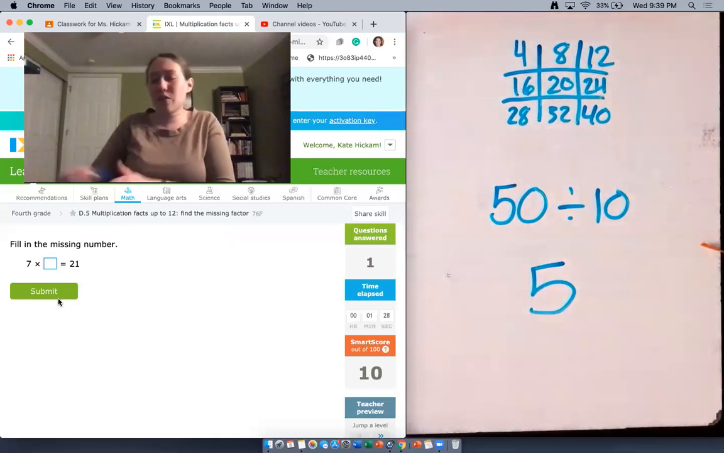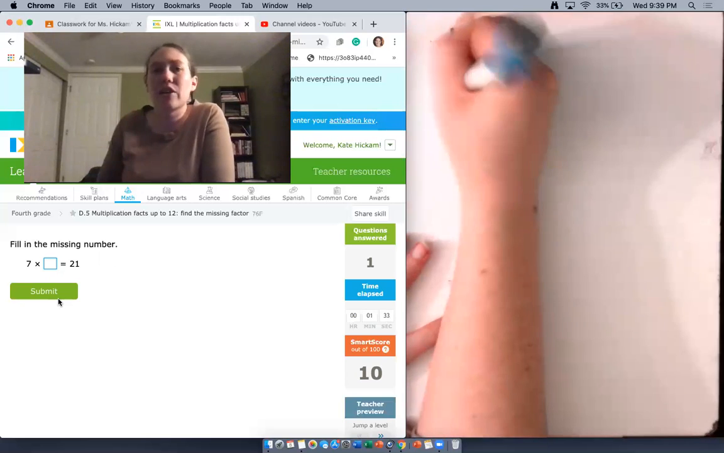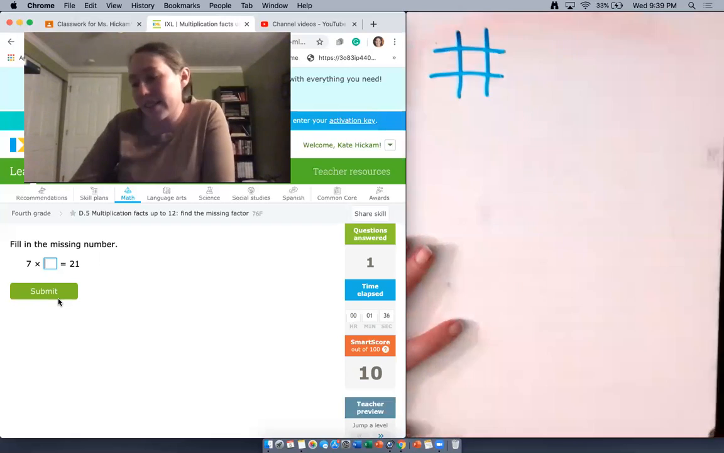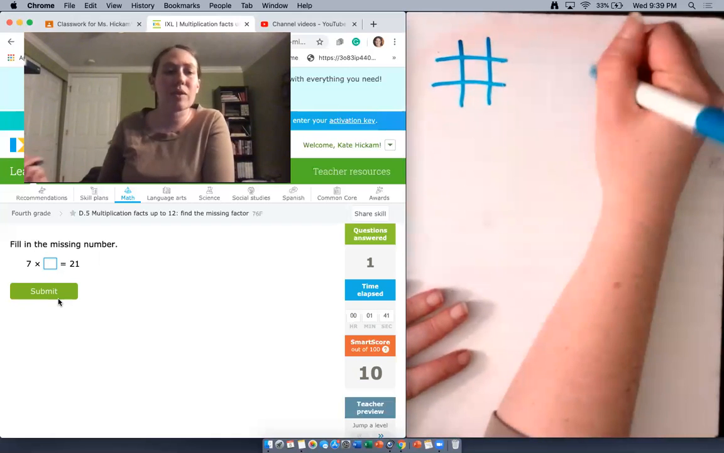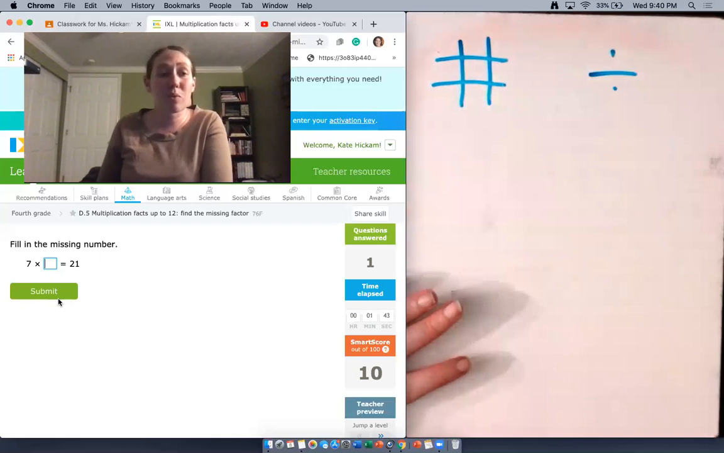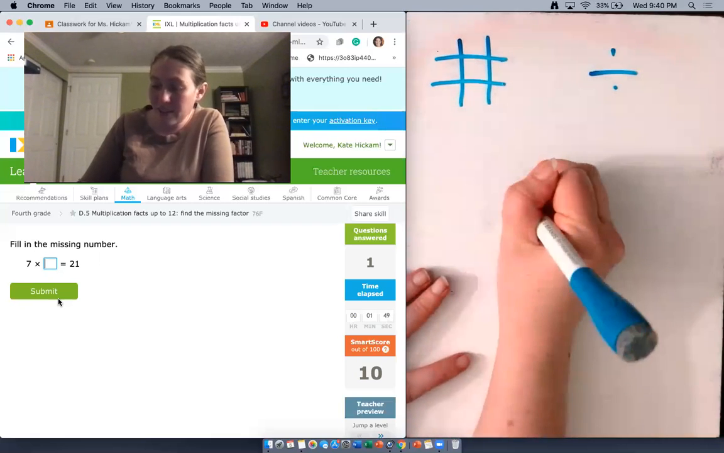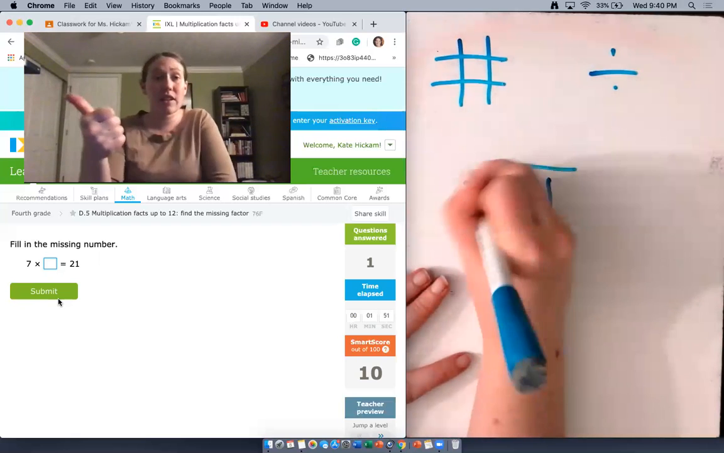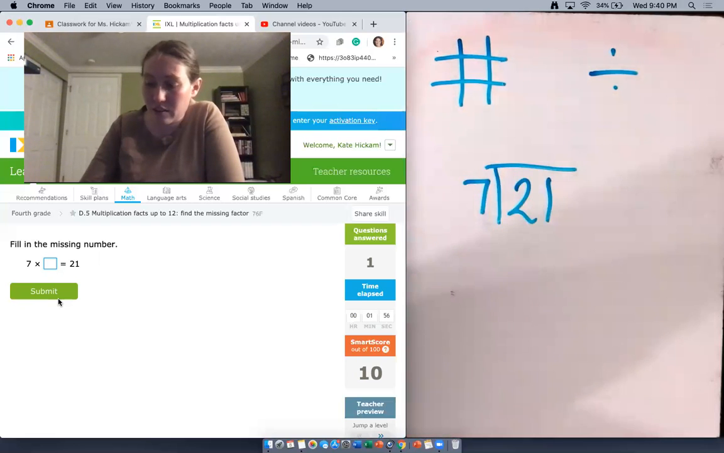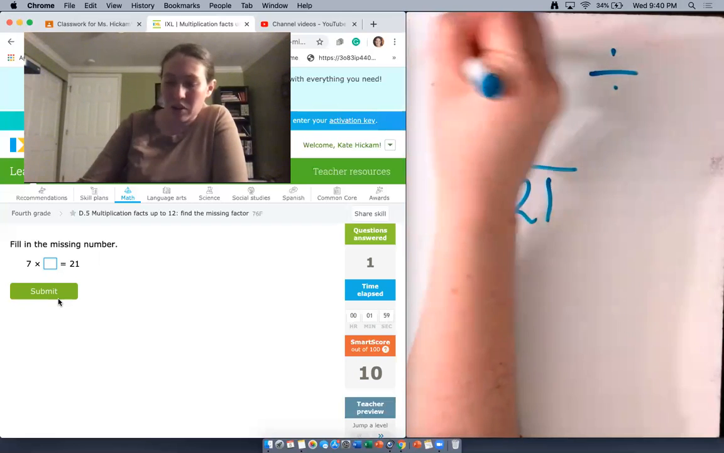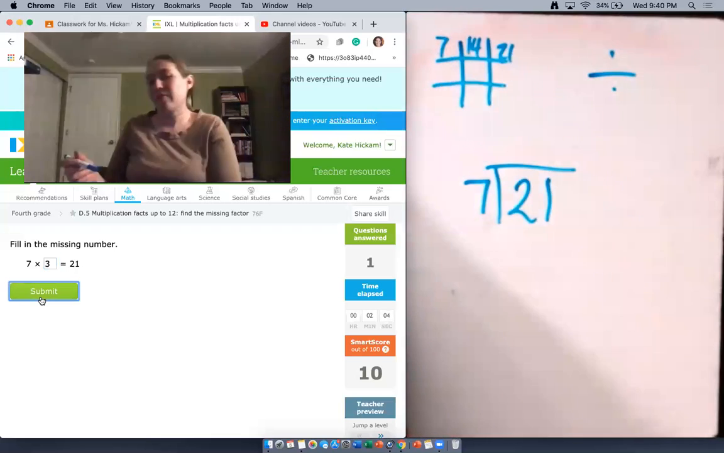So, things that you can do. I'm just going to draw a tic-tac-toe. That would be the first thing that I could do to help myself. Next thing would be to divide. If I get stuck, I can always divide. So 7 times what equals 21? I could also do 21 divided by 7. 7, 14, 21. Or 7, 14, 21. 1, 2, 3 times. So click here, 3, submit.